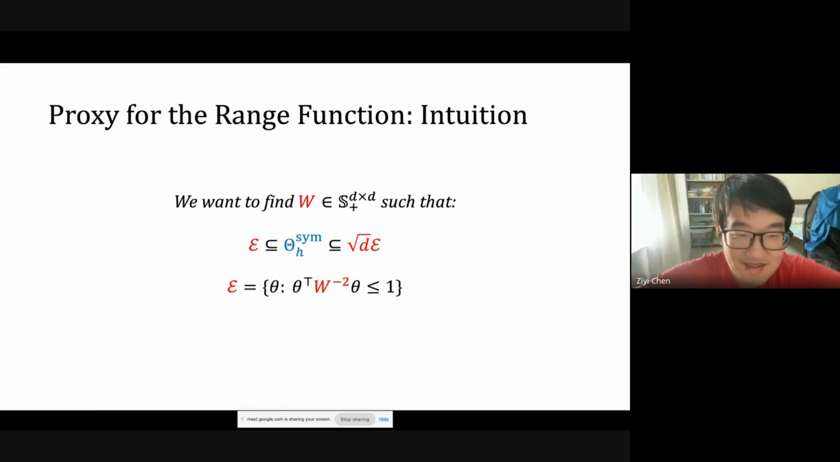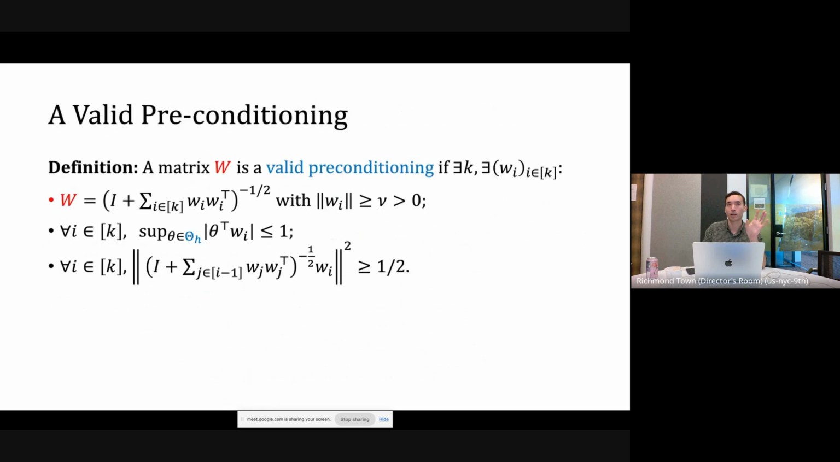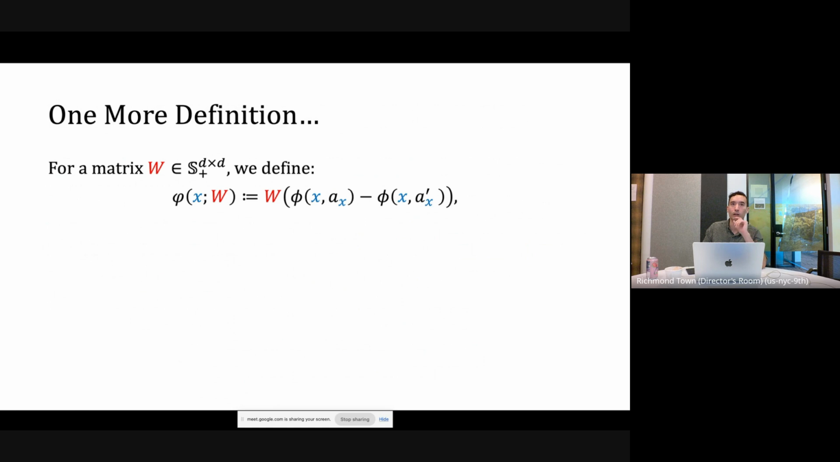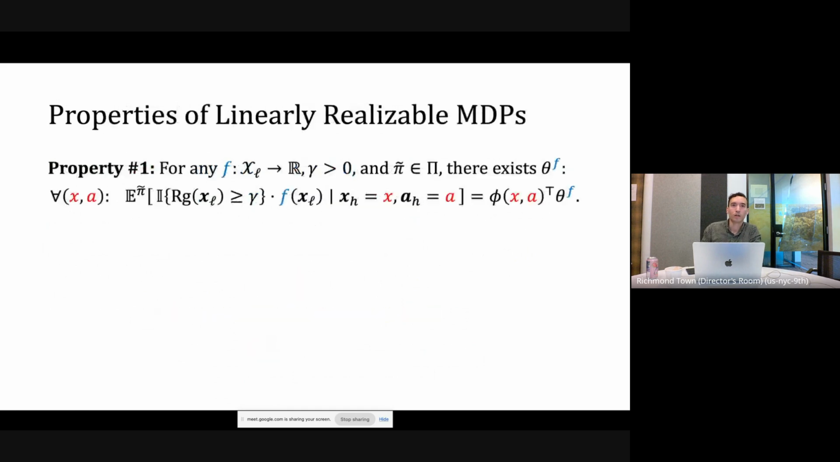But if you have this valid preconditioning, we only guarantee a one-sided inequality. So we only have an upper bound on the range, right? But I'm going to show you that because of our choice of this proxy, we can still do a little bit more. Okay, thank you.